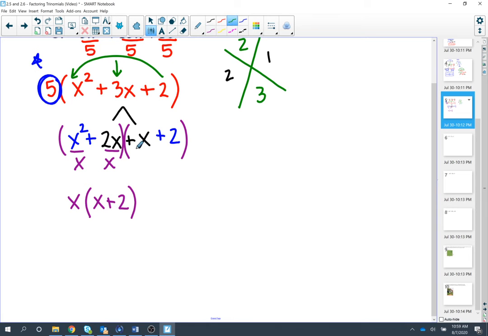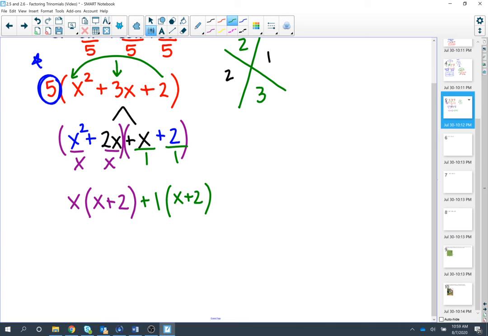Take a look at your next two. What can you get out of an x and a 2? Nothing. But what can you really get? 1. Okay? 1 is your placeholder. You need a placeholder. So we're going to take out a +1. And again, it's +1. You better record it as +1. And then if you're taking out a 1, it really doesn't change anything.